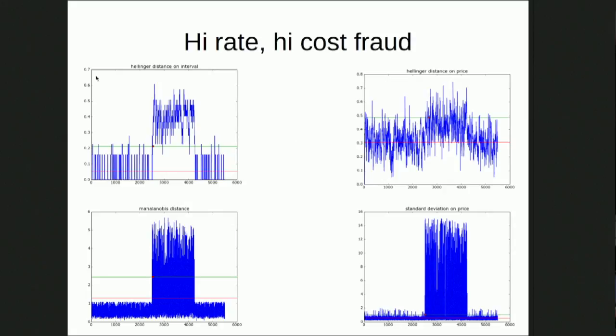And so again, same layout here. In the top left corner, we can see our Hellinger's distance on the inter-arrival delta, and that's triggered right away. On the top right, we've got our Hellinger's distance on the price. And that's also triggered right at the beginning of where this abnormal traffic has happened. The standard deviation plus the mean triggered on the bottom right-hand side very, very clearly. And then also the Hallin-Obus distance in the bottom left is triggered right at the beginning of that as well.